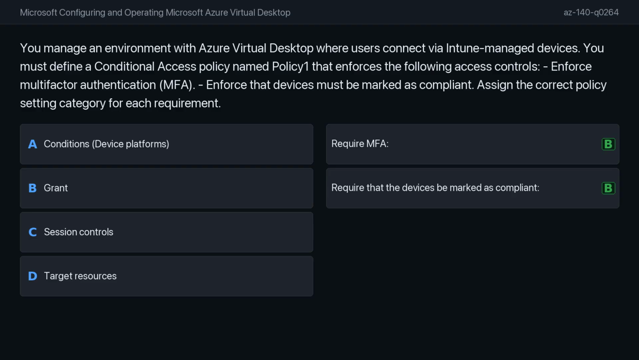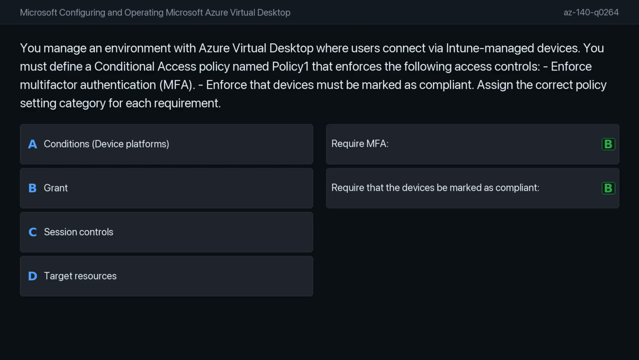The other options are incorrect because they serve different purposes. Conditions, like device platforms, define the policy's scope. Session controls are used for specific browser experiences or sign-in frequency. Finally, target resources identify which applications or services the policy protects.